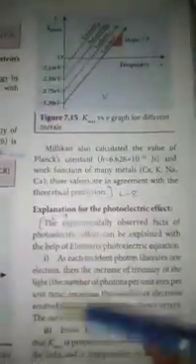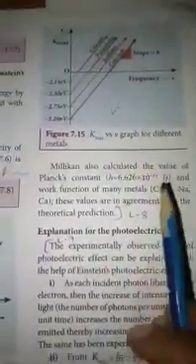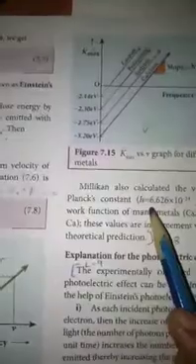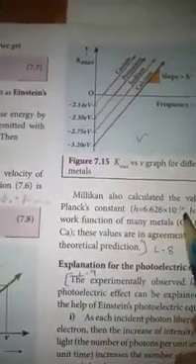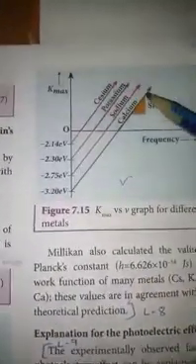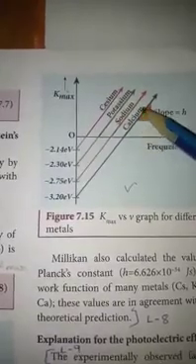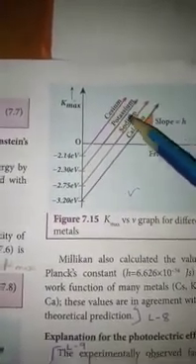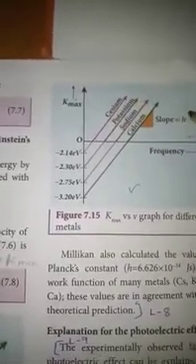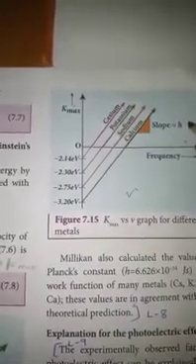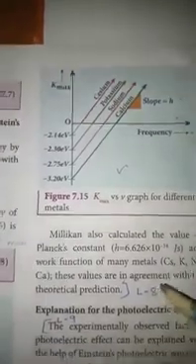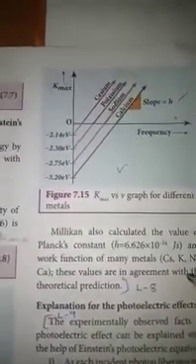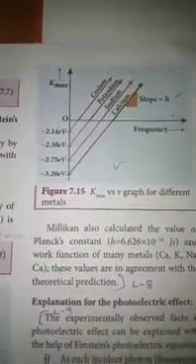From this Millikan also found the value of the Planck constant h as 6.626 × 10^-34 joule second. This is the slope for calcium, and likewise for sodium, potassium and cesium. For each and every metal, the slope will be h. It is calculated as a constant value, 6.626 × 10^-34 joule second.